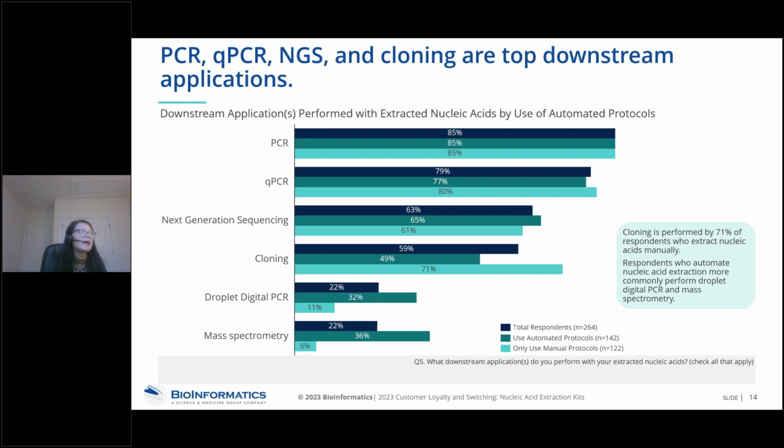In terms of downstream applications with the isolated nucleic acids, PCR, qPCR, NGS, and cloning are the top applications, unsurprisingly. There are a few differences that we noticed when segmenting these results by automation usage. So cloning is performed by 71% of respondents who extract nucleic acids manually. It's a simple step, and they can perform it after the isolation. But respondents who automate nucleic acid extraction are more likely to perform droplet digital PCR and mass spec.